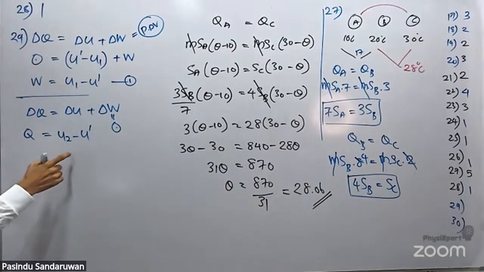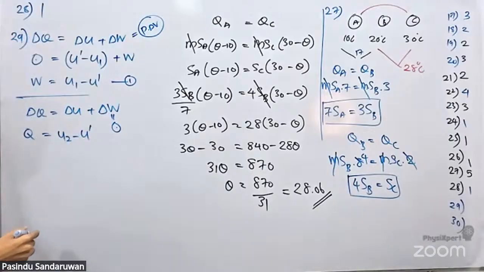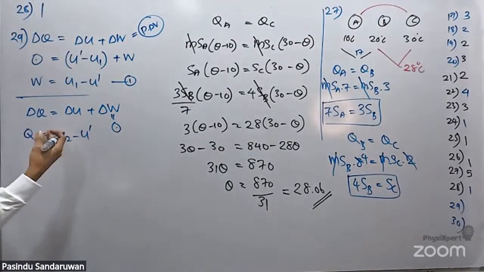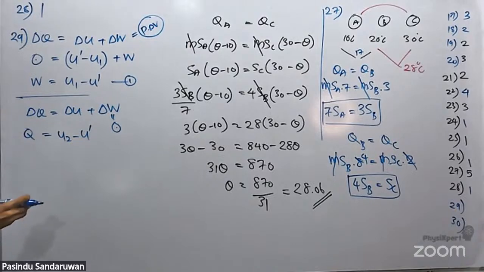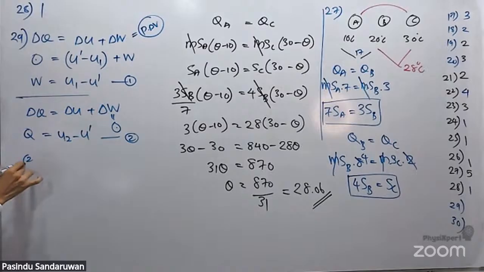Right? It is supplied. Supplied means plus. Okay, then we need U2 minus U1. Then what can you do to get U2 minus U1? Subtract these two. Let's say this is 2, then 2 minus 1.